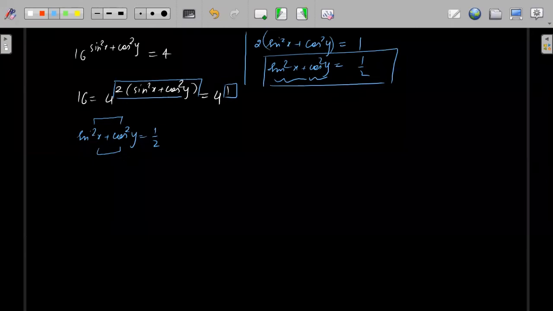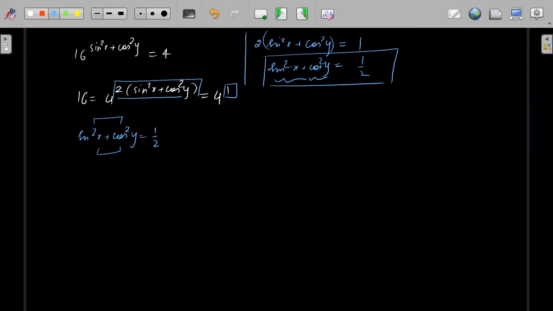16 can also be written as 2 to the power 4. I said, from there also you will get the same value. Right?